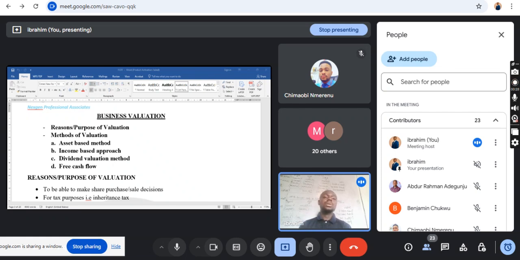Probably you want to dispose of your subsidiary, a management buyout, or you want it for tax purposes. Or it could be for merger and acquisition. The purpose is for you to get the current value of that particular business. Then you have to carry out an evaluation of the business.